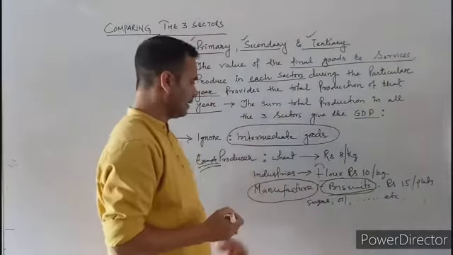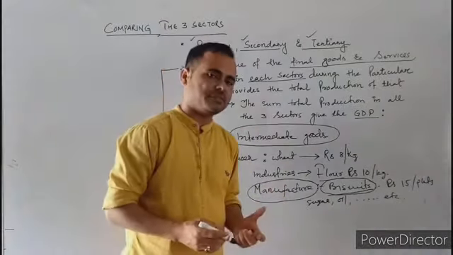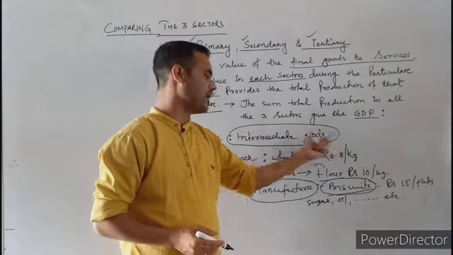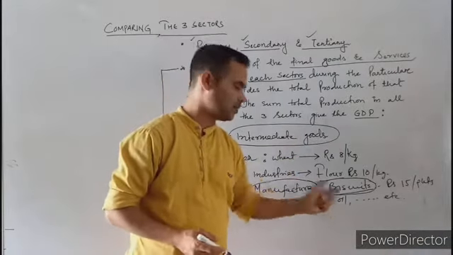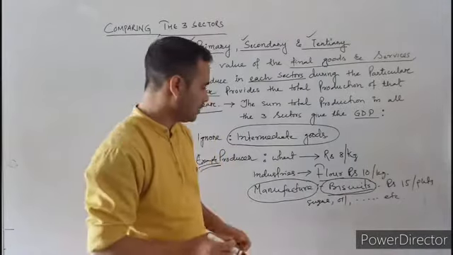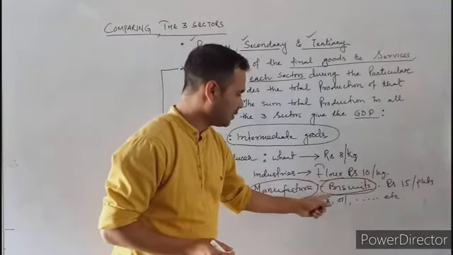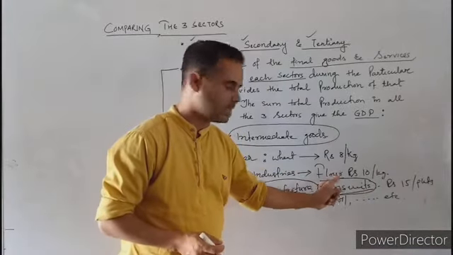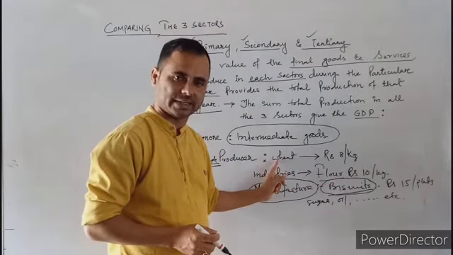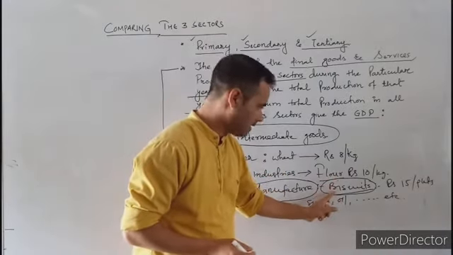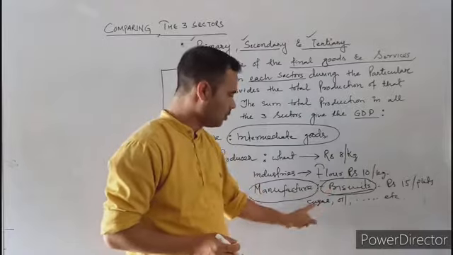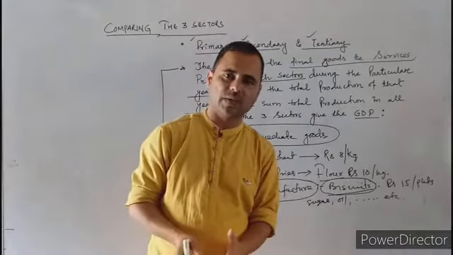Now here, instead of calculating the price of wheat, the price of sugar, the price of oil, what do we calculate? We only calculate the price of biscuits, which is the final product of wheat. And this final product includes all the intermediate goods' price as well.